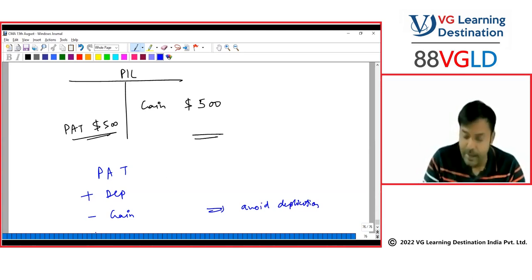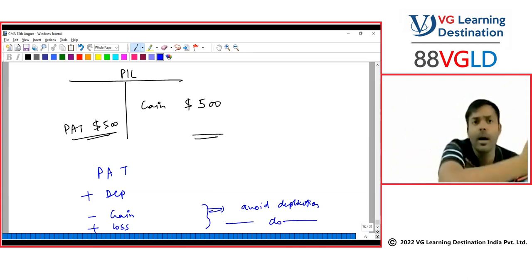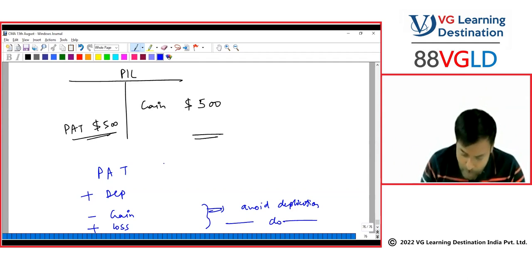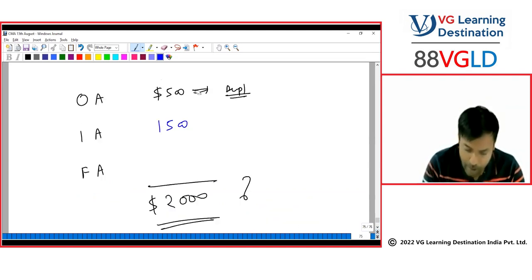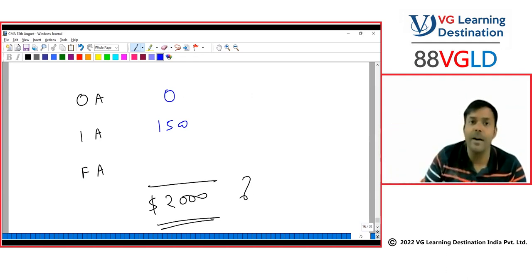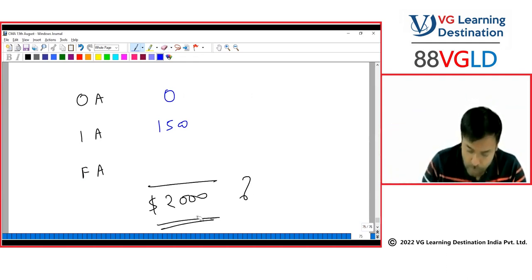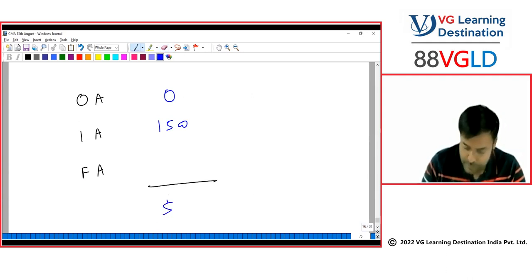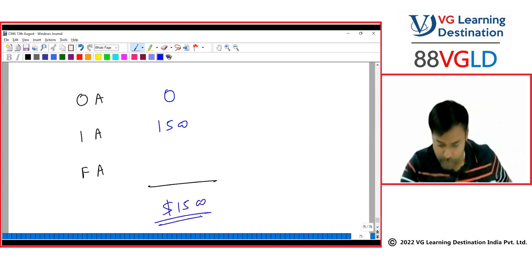Similarly, losses, if there are any, we are going to add back. Same logic, to avoid the duplication, because everything automatically is coming into the IA. So what should be the answer here? I'm writing 500 here, and I'm going to reduce 500 from it. That means it should be zero. 500 minus 500. So what should be the total here? It should be fine now: 1500. I hope it is okay.